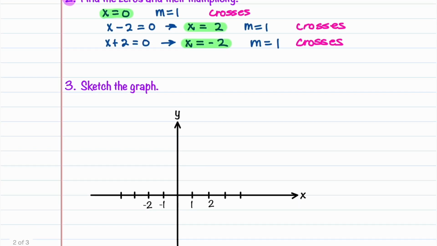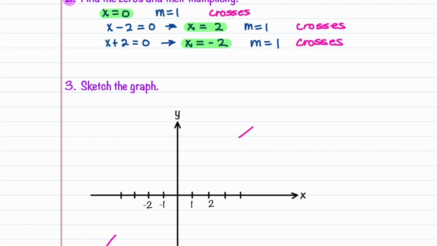So let's now sketch our graph. We're going to use all of the information that we found. In our first step, we found the end behavior, and we found that on the left, it went down. So I'm just going to write a line just like that. And then on the right, our graph goes up. So I'm going to put a line like that. That's just going to tell us kind of the general shape of the graph.